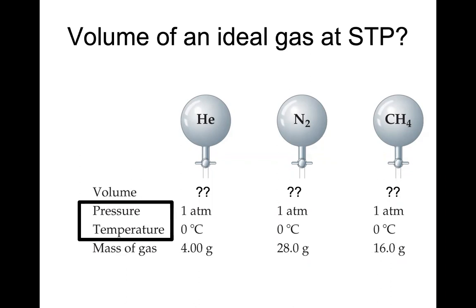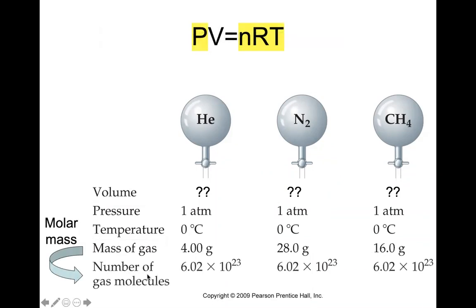Now, in that scenario, they put in 4 grams of helium, 28 grams of nitrogen gas, or 16 grams of methane. Each of those amounts, those masses, they chose those for a reason. Because each of those, if you use the molar mass, they used 1 mole in each of these scenarios. So what we're comparing here is, what would be the volume of 1 mole of helium at STP, standard temperature and pressure, or 1 mole of nitrogen gas, or 1 mole of methane gas?